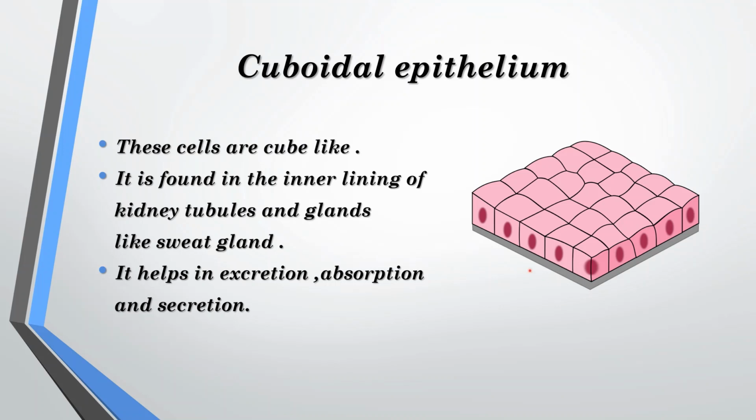Moving on to cuboidal epithelium, these cells are cube-like and it is found in the inner lining of kidney tubules and glands like sweat glands. Here you can see that these cells are small and cube-like, just like the dice you play with. It helps in excretion, absorption, and secretion.